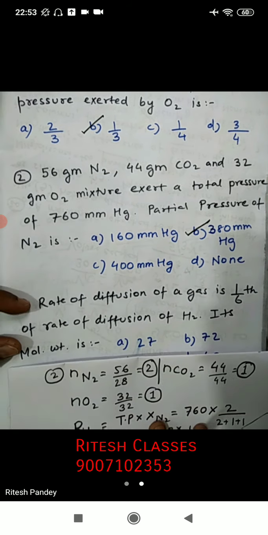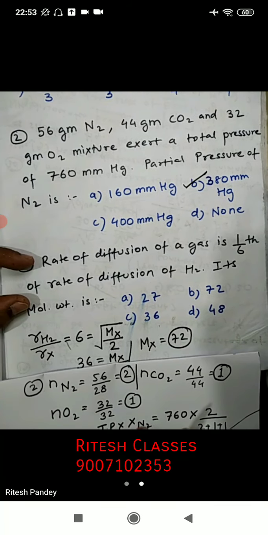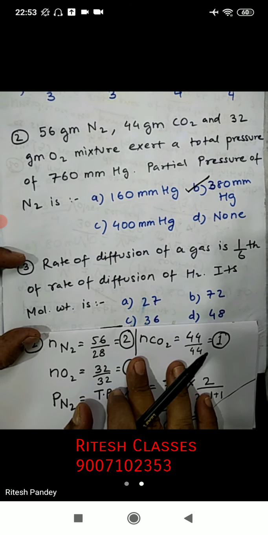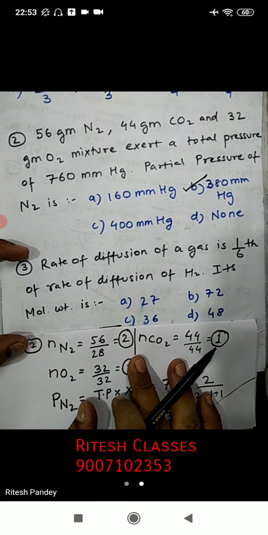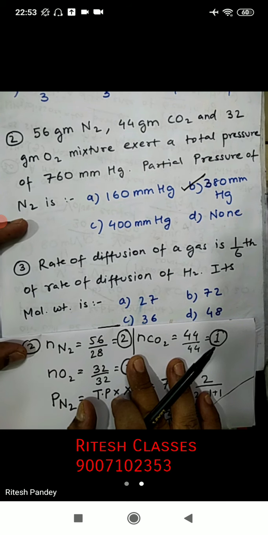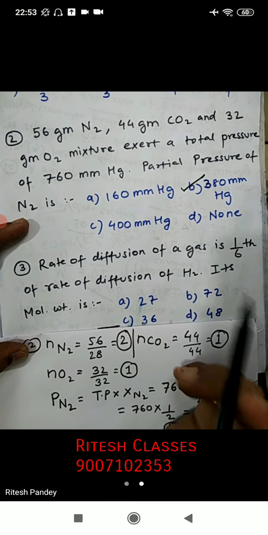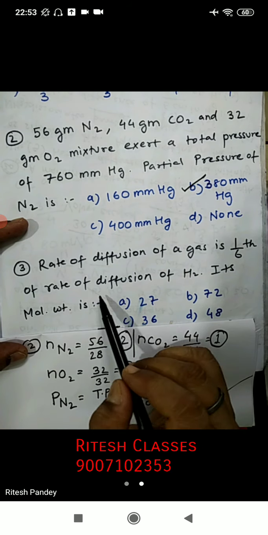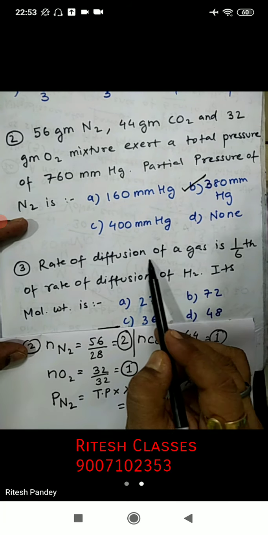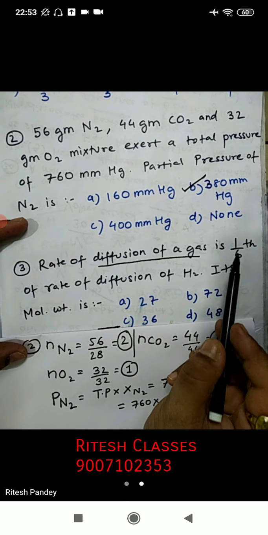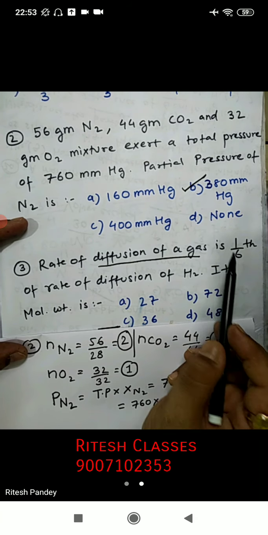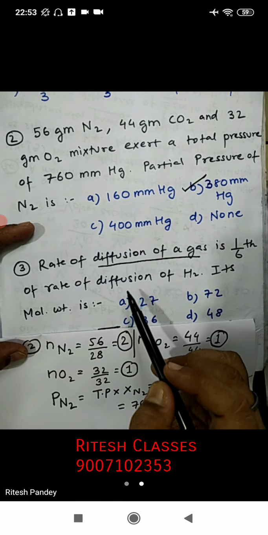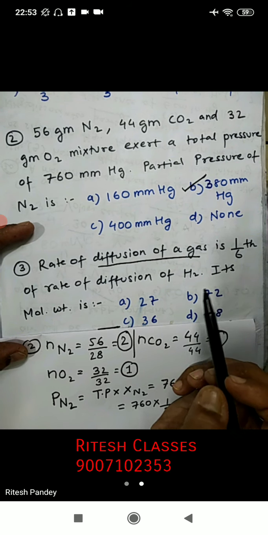We'll want to move to question 3, which is based upon Graham's law of diffusion. Now I've already solved this question, so you'll want to read it. I repeat, you'll want to try it on your own and then look at the solution. The question reads, rate of diffusion of a gas is 1/6 of the rate of diffusion of hydrogen. You have to find its molecular weight. Very basic application of Graham's law of diffusion.